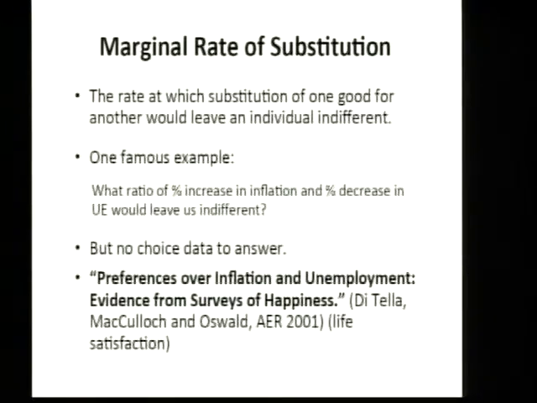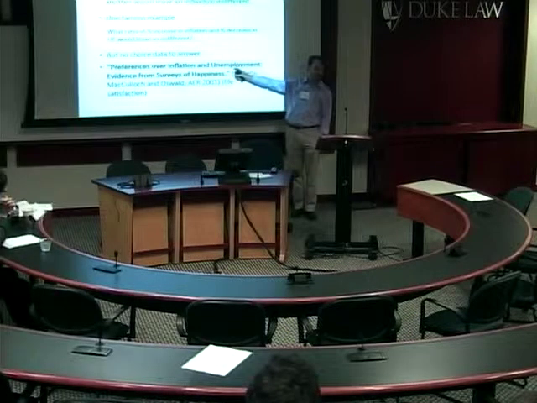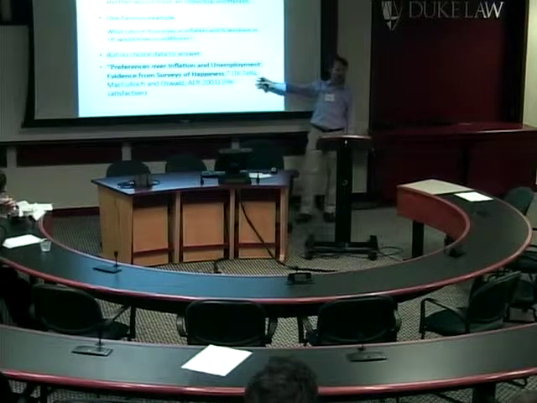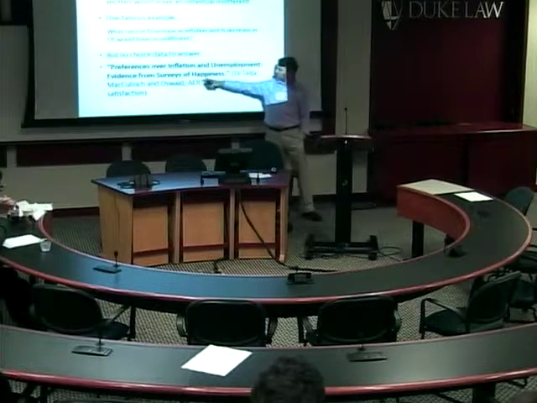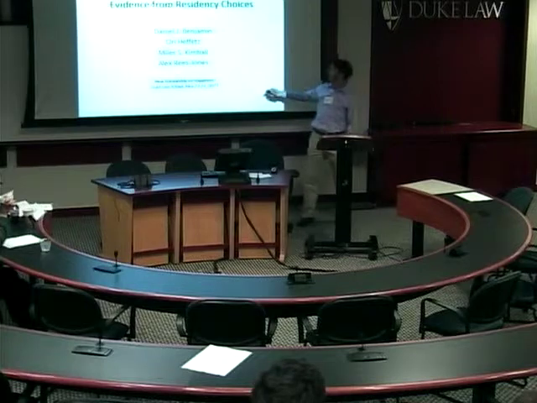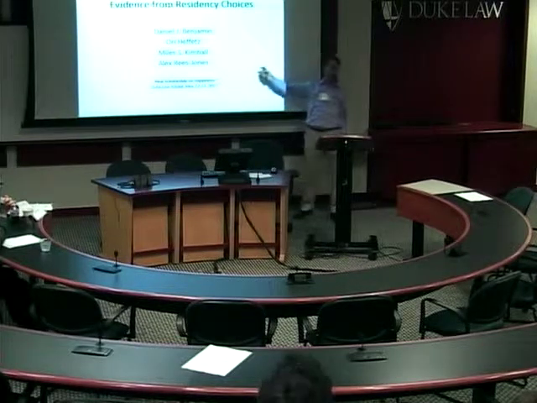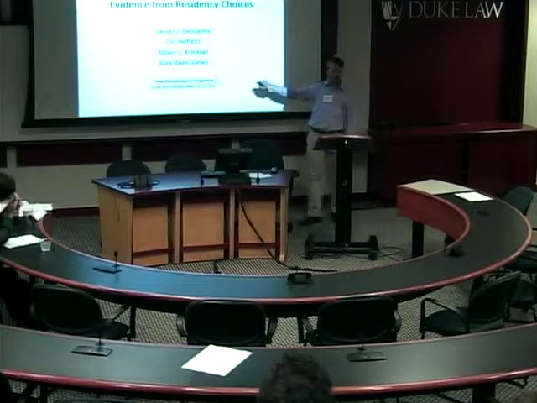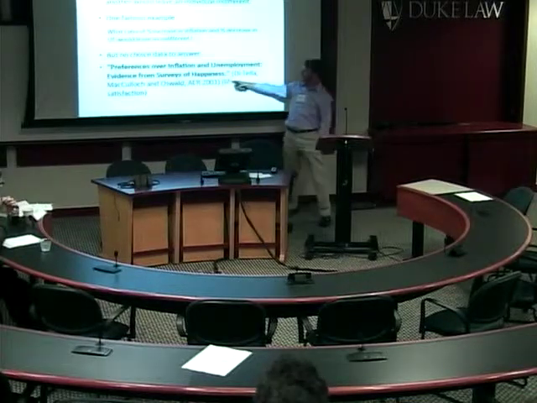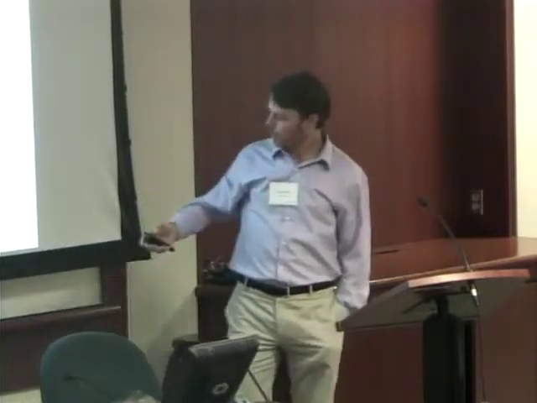The title of the paper is very telling. The paper is about preferences over inflation and unemployment. You couldn't be more explicit than that. But the evidence is from surveys of happiness. And the question that this paper asks, suggested by the title, is: can you actually do that? Can you inform yourself from happiness data on preferences? This is the main question that we're asking through MRSs.